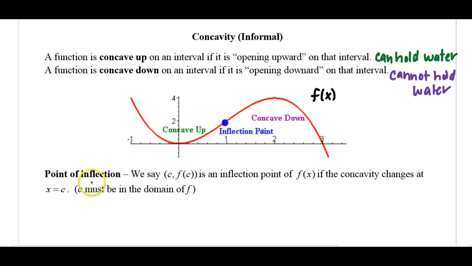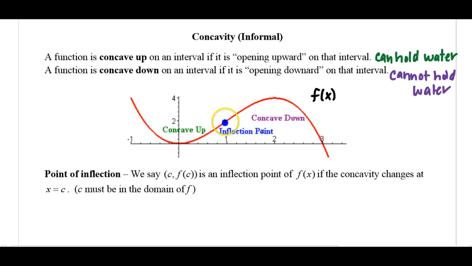Now take a look at the definition of a point of inflection. We say that (c, f of c) is an inflection point of f of x if the concavity changes at x equals c. And c must be in the domain of f. So this blue point here has been labeled as our inflection point because I had a change from concave up to concave down. But I could also have a change from concave down to concave up.